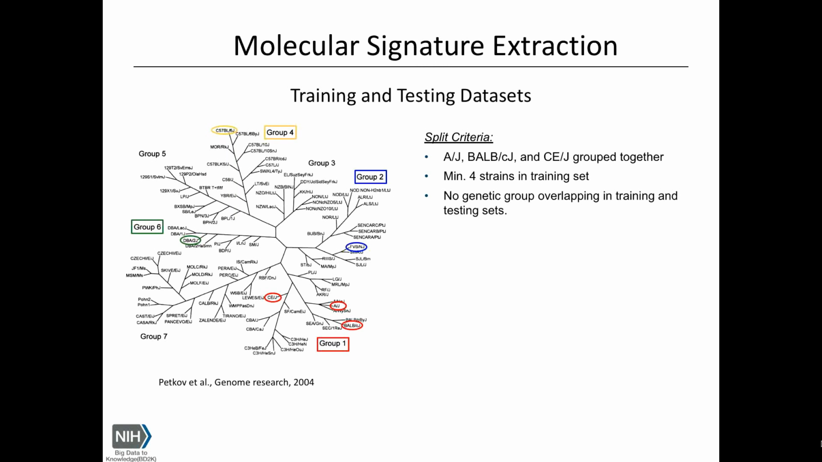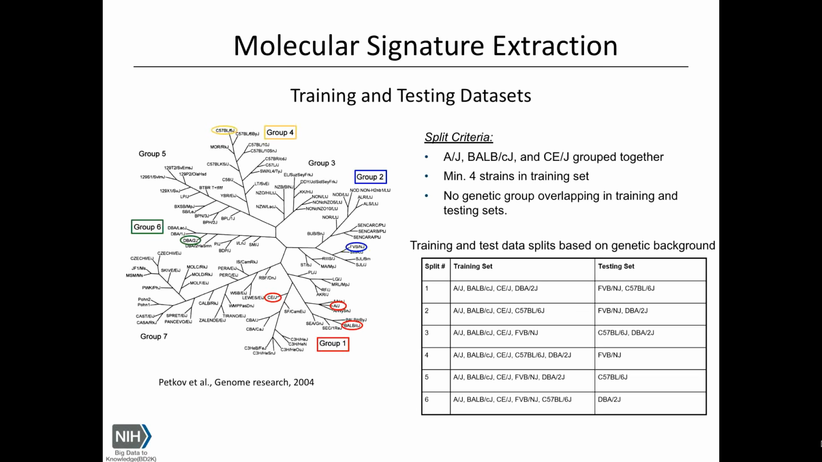So based on these relationships, we created 3 criteria for determining the data splits for training versus testing data sets. Namely, the AJ, BALB-CJ, and CEJ strains are all grouped together. At minimum, there will be 4 strains in the training set, and there will be no genetic group overlapping in training and testing sets. And these criteria are all to ensure that we perform unbiased evaluation.